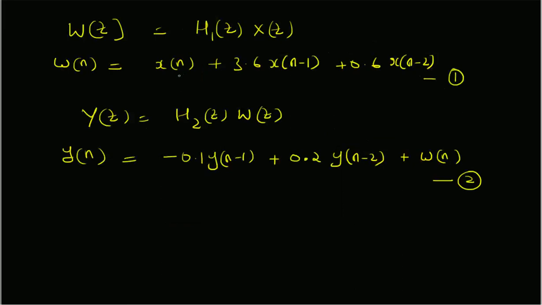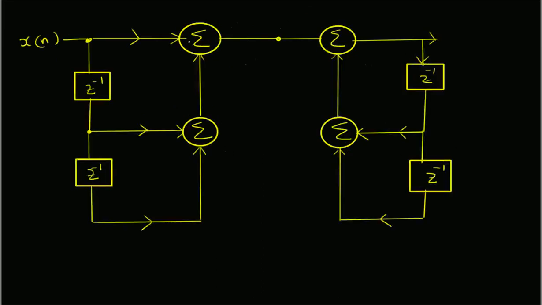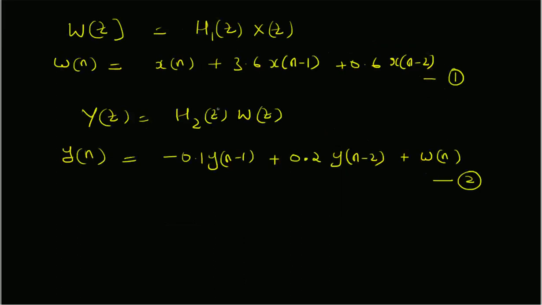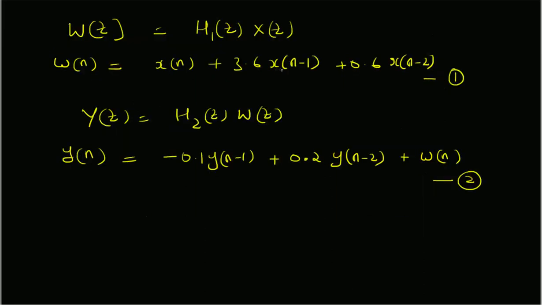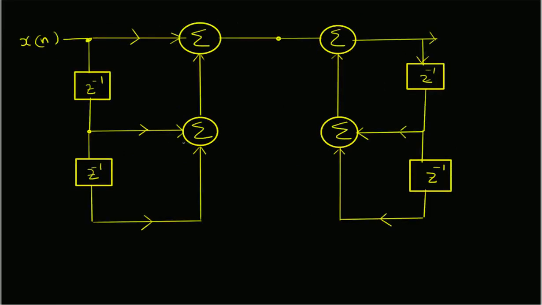So from the obtained results, that is w of n is x of n plus 3.6 x of n minus 1 and 0.6 x of n minus 2. So this section of the system can be easily built as follows. The first component, x of n, does not have any delay, so x of n goes to the adder, and then we have x of n minus 1 gets multiplied by 3.6 and again gets sent to the adder, so it is 3.6.